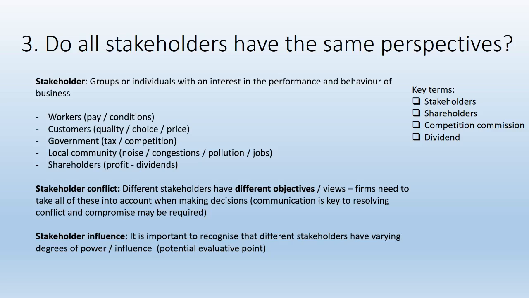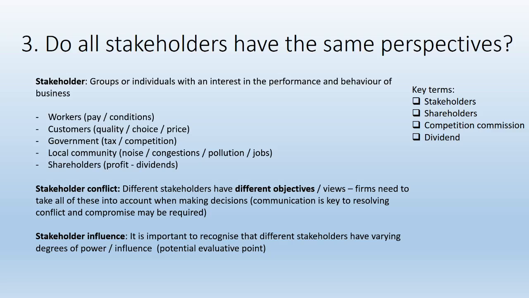We have conflicts which appear as a consequence because stakeholders have different objectives. Customers want lower prices, whereas the shareholders want profit. Therefore, they want the highest prices possible. The workers want high pay. Again, shareholders want profit, so therefore there's a conflict. Local community is a good one. If a business decides to expand, it might increase congestion, pollution, etc.